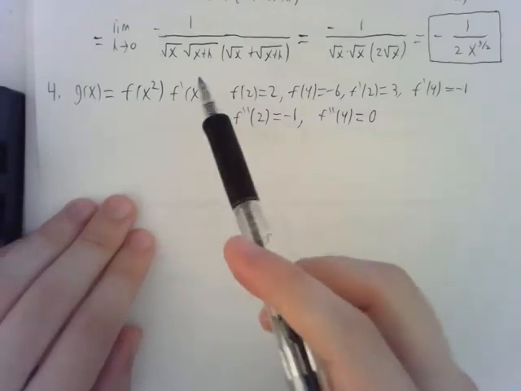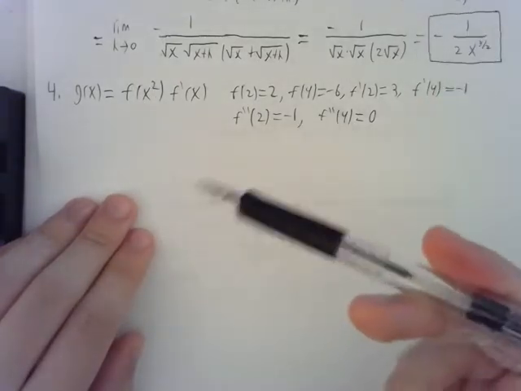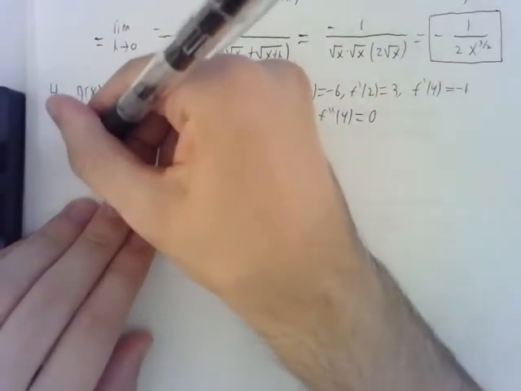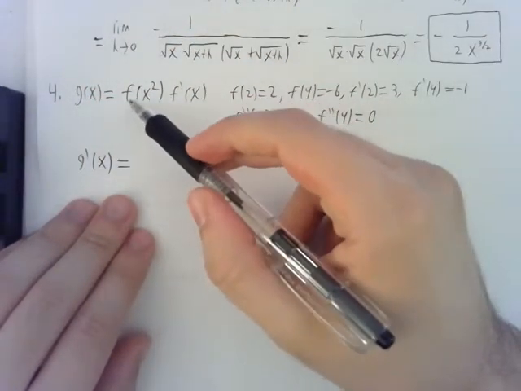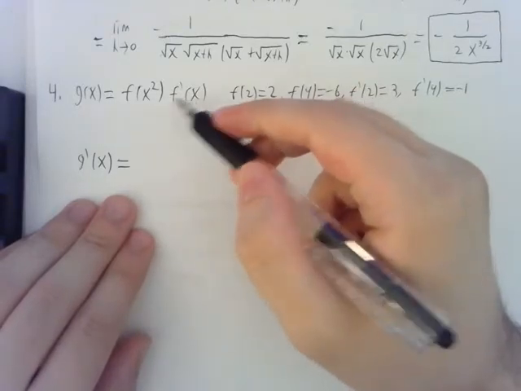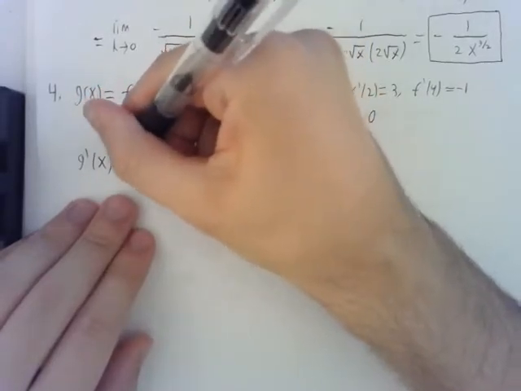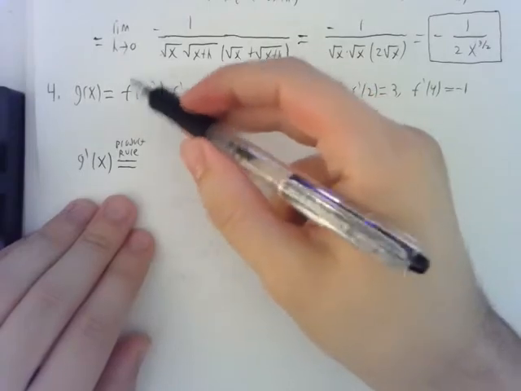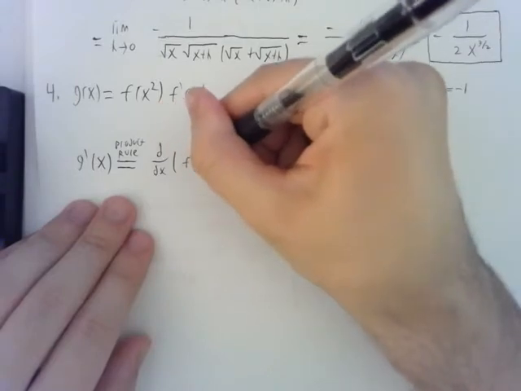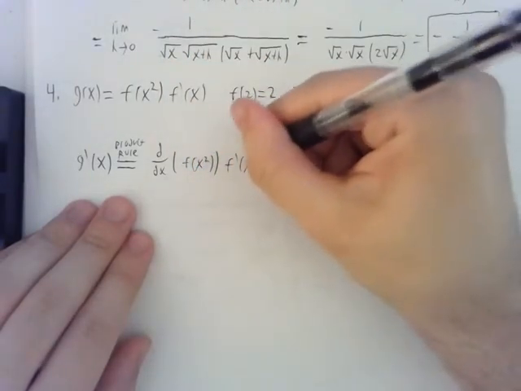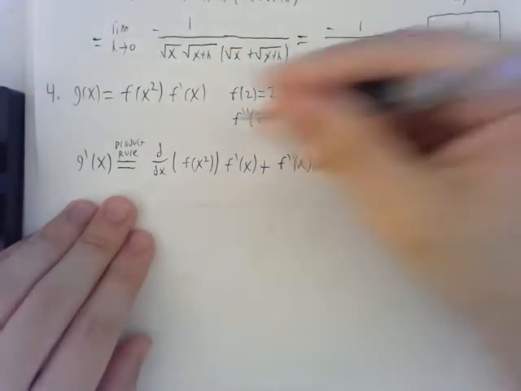So the general strategy for doing this would be to find first what's the derivative of g, and then plug in x equals 2 to find the derivative at 2. So let's try to find the derivative of this function g. So we have a product of two functions, f of x squared and f prime of x. So if we use the product rule, then we take the derivative of the first function times the second function plus the derivative of the second function, which is just f double prime, times the first function.